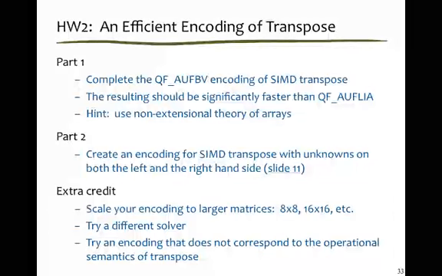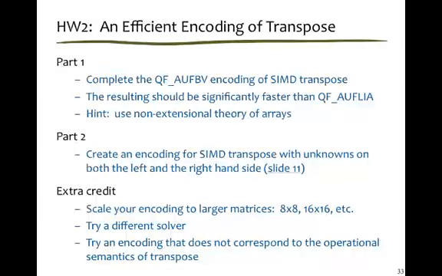And this brings us to your homework. Actually, I was going to say our homework, but I'm on this side. Your homework. Part 1 is I've shown you how to do the encoding of straight line SIMD transpose using integers and arrays, and I've shown you the beginning of how to do it with bit vectors. Your job is to complete the bit vector encoding.